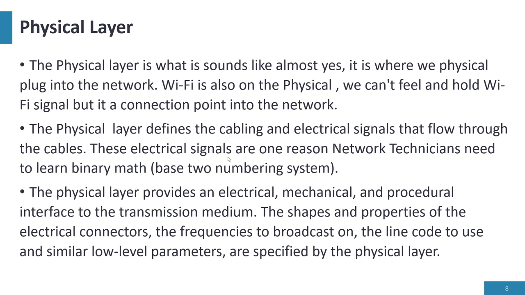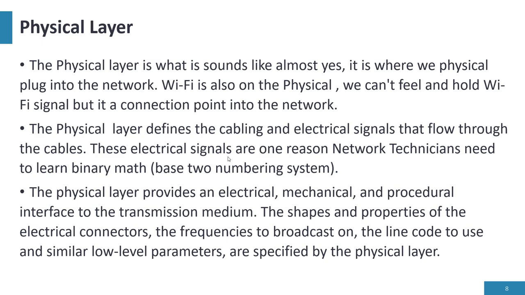The physical layer is almost exactly what it sounds like: it is where we physically plug our devices into the network. Wi-Fi is also on the physical network. We can't feel and hold a Wi-Fi signal, but it is a connection point into the network. So Wi-Fi actually works on the data link and physical layers of the TCP/IP model.